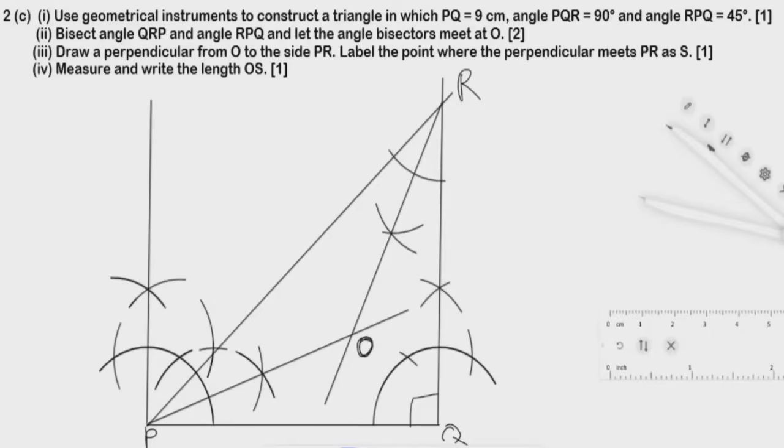Okay, now once we have done that, we can go to question 3, which is saying draw a bisector from O to side PR. Label the part where the perpendicular meets PR as S. So we need to bisect this line. To bisect is to divide it into half. So what we're going to do is we're going to do this.